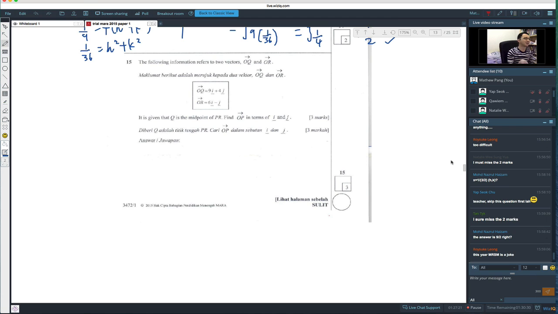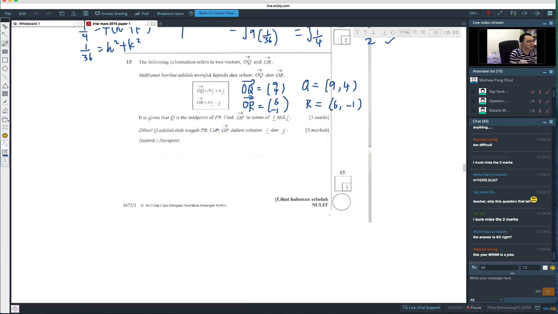Okay, so for this one, we have the thing over here. I try to write in the column vector first. OQ equals 9, 4, and OR equals 6, negative 1. The question asks you to find a midpoint. OQ has the same meaning as coordinate Q, as long as O is the origin, so I can call it 9, 4. OR is the same meaning as R, so this one is 6 and negative 1.